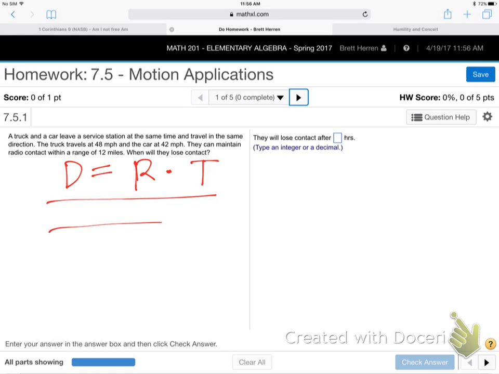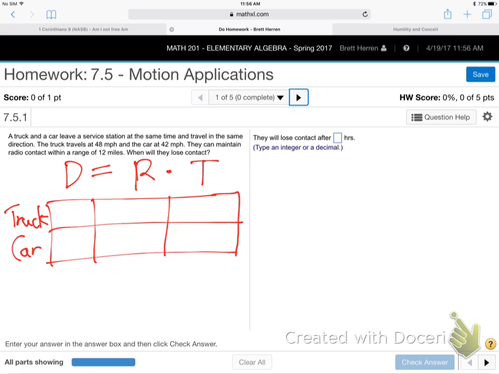Whenever you have travel, motion, use this equation. Remember, we have the 6 boxes down below, 2 boxes underneath each letter. 2 boxes under D, 2 boxes under R, 2 under T. 2 distances, 2 rates, 2 times. We're talking about a truck and a car.